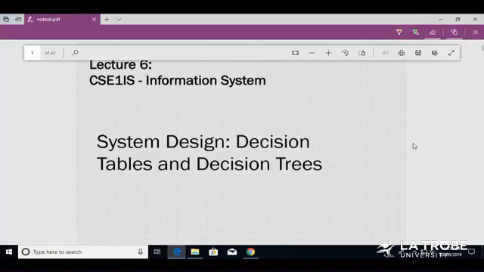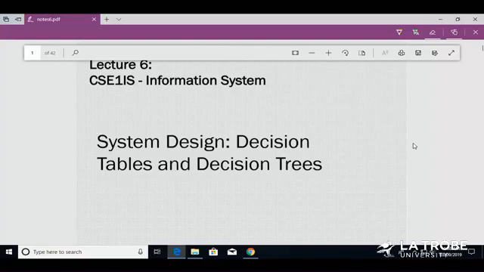Today, we're going to use the decision table. We can use the decision table to represent the business logic. So we're going to go deeply inside the information system to represent the business logic. So how can we represent the business logic using the decision table? A decision table comes with three parts: conditions, outcomes, and rules.